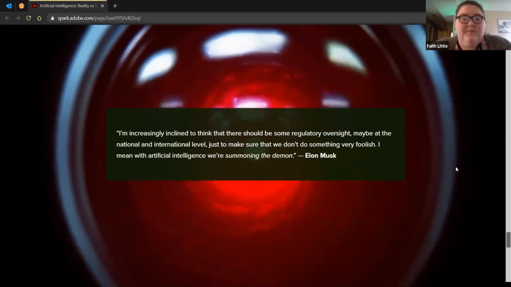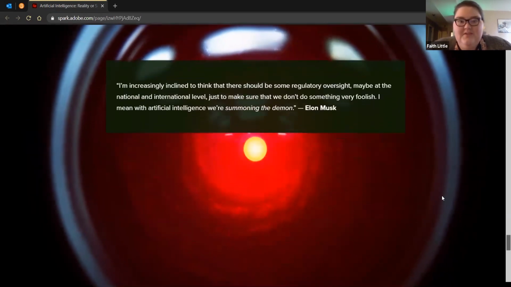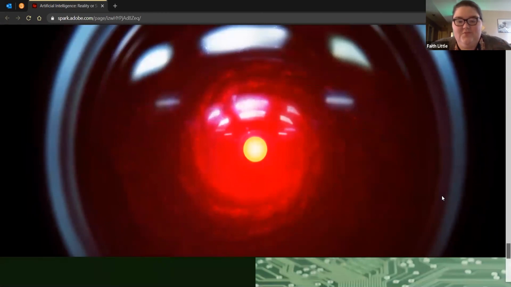And then I'm going to leave you with this quote because I really liked it and I really like Elon Musk. It says, "I'm increasingly inclined to think that there should be some regulatory oversight, maybe at the national and international level, just to make sure that we don't do something very foolish. I mean, with artificial intelligence, we're summoning the demon." And I thought, that could not be any better put. And then, of course, the background is HAL 9000.